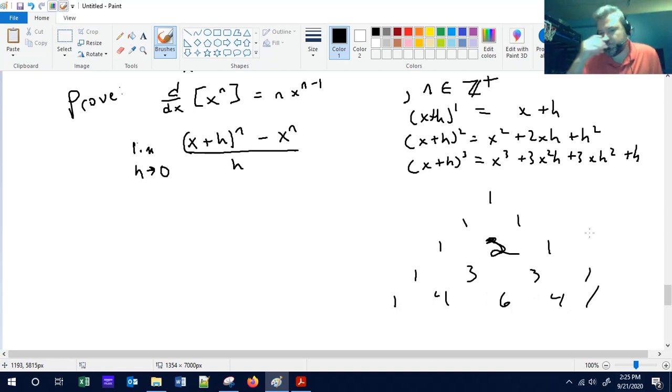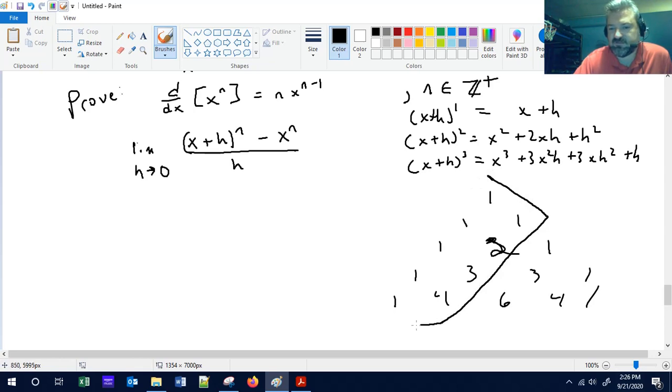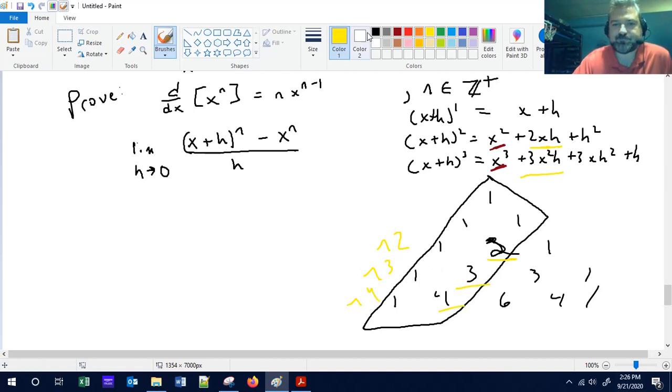But what's important to realize is actually just these two columns here. Whenever I expand this out, the first term in my expansion will not have an h, no matter what, and will always have a coefficient of 1. The second term will have an h to the first power and will have a coefficient that is equal to the power of what we're expanding. So when we had a power of 2, we had a 2 here. When we do a power of 3, we have a 3 here. We have a power of 4, we have a 4 here. And that's going to continue forever.